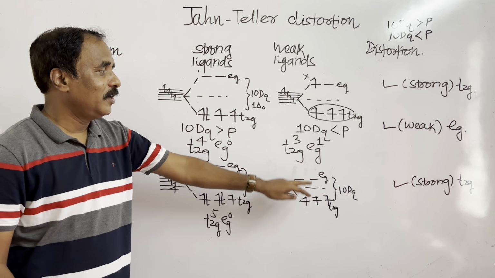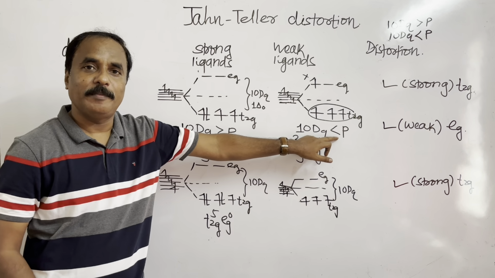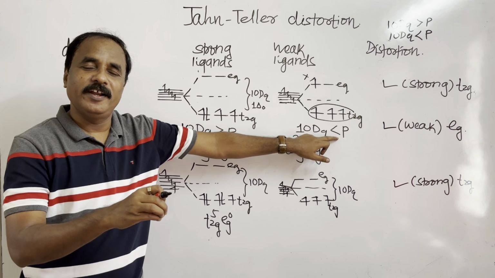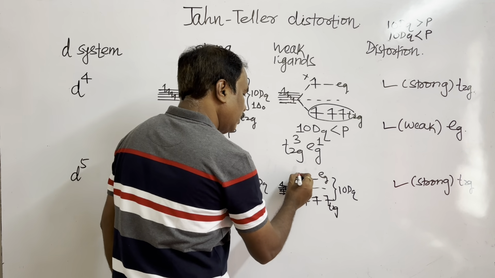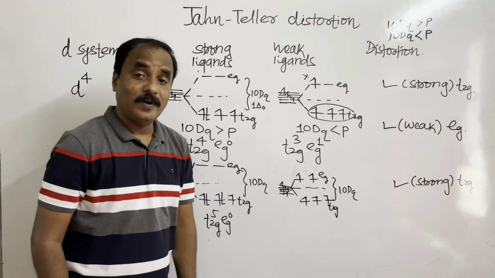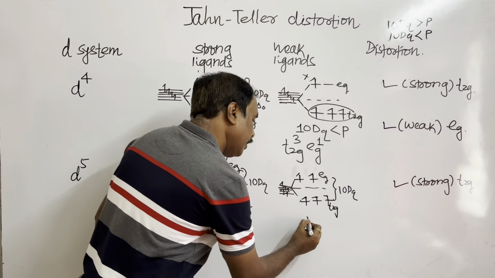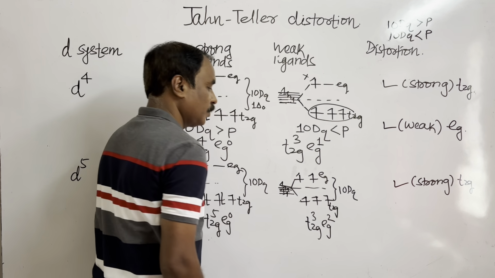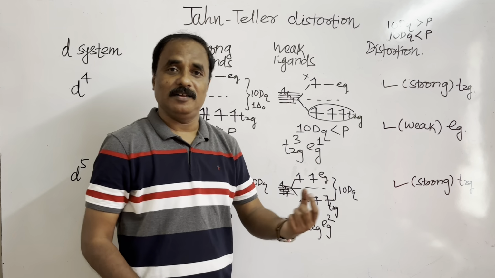Now the remaining 2 electrons will enter in Eg. Because what is the relation? 10 Dq is less than pairing energy, and pairing energy is more. Pairing के लिए ज़्यादा energy लगती है compared to 10 Dq. So the remaining 2 electrons will enter in Eg. So what is the electronic configuration here? It is T2G3 and Eg2, and both are symmetrical.